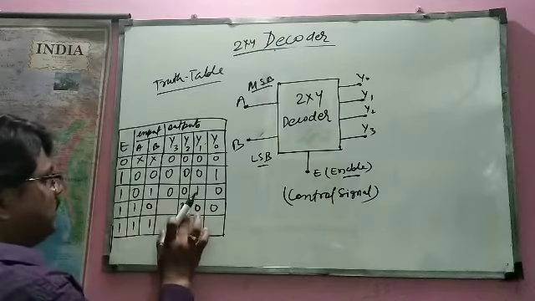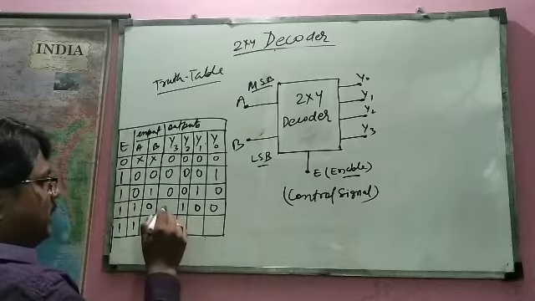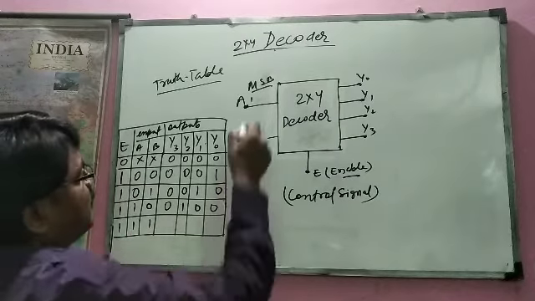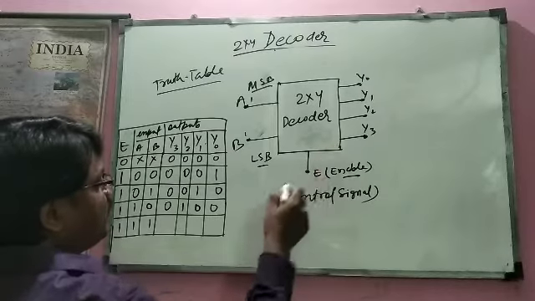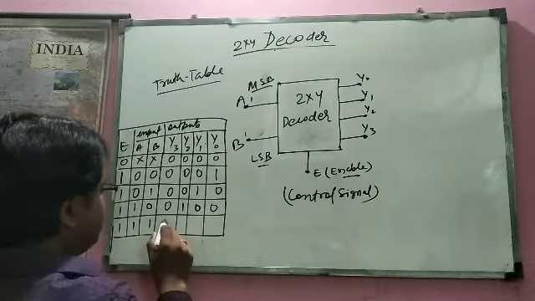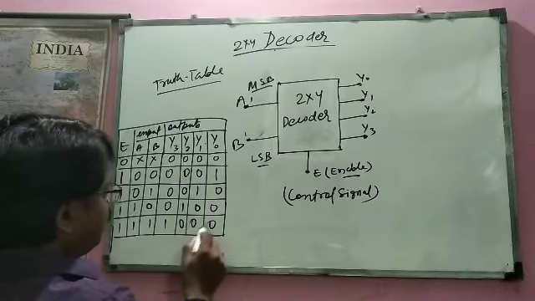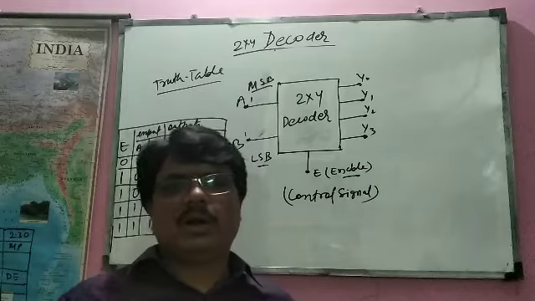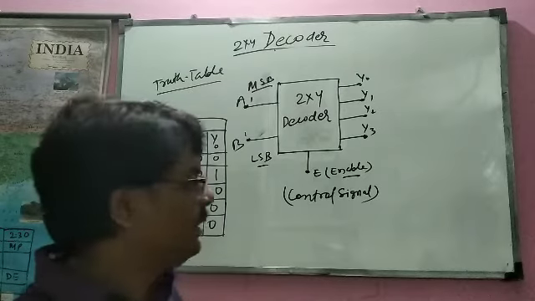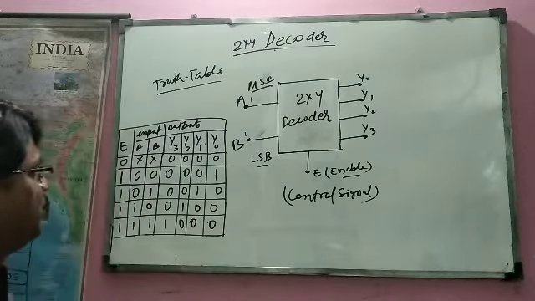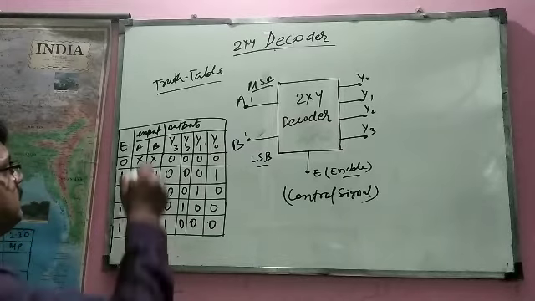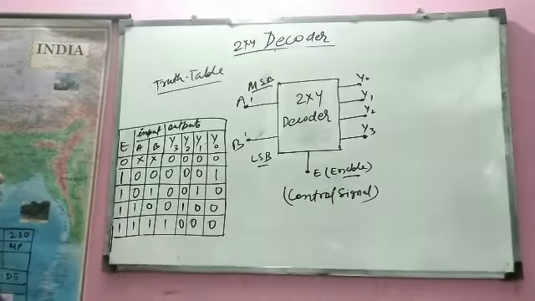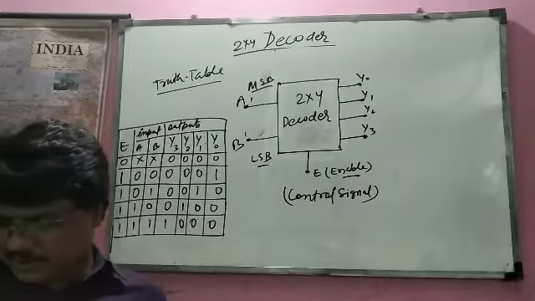Sorry, this is y2 will be high, and finally when both of these inputs are high, this will be high. So in a decoder circuit, at a time only one output will be high. Okay, so this is the truth table, and by using this truth table we can design the circuit.